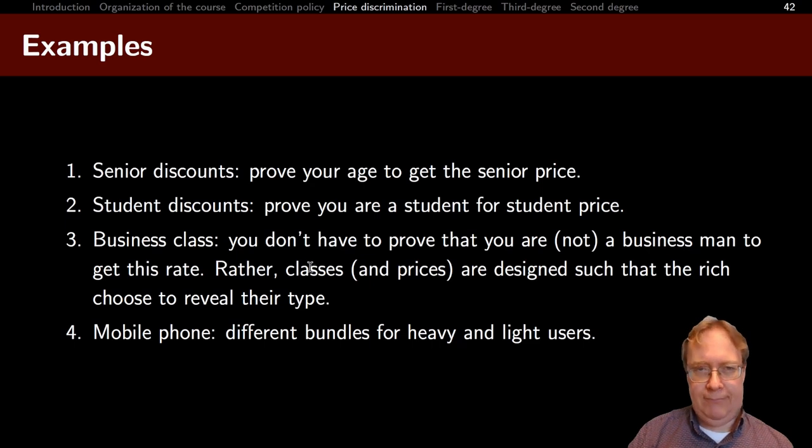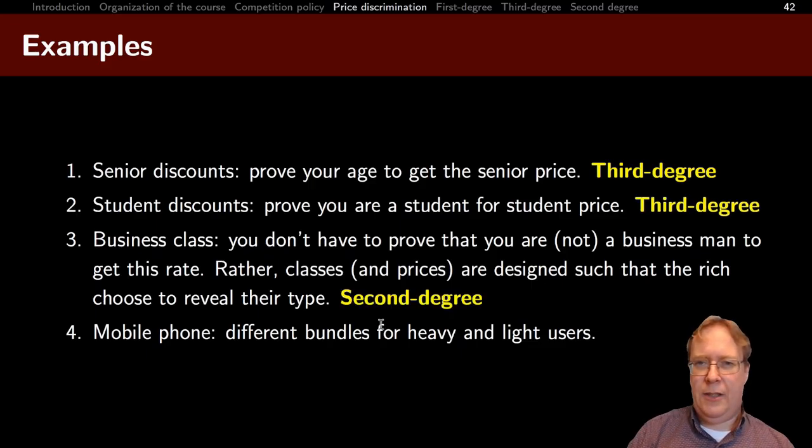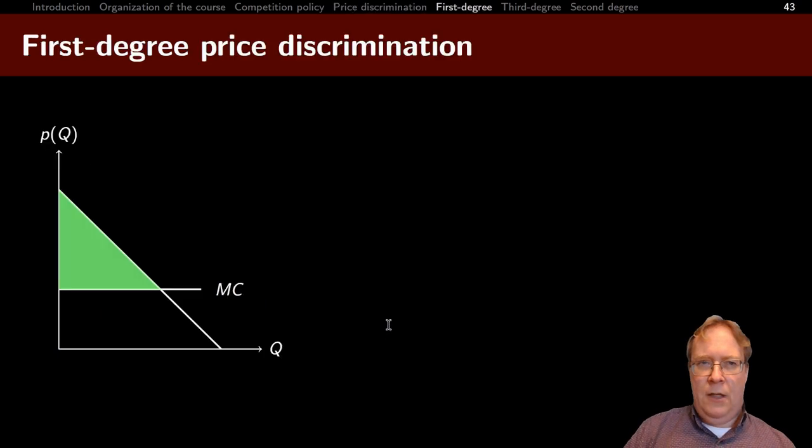And again, I will be more elaborate on that later. Mobile phone, similar story, also second degree. There are heavy users, there are light users. So what I can do is to design my bundles in such a way that everyone chooses what's best for them and thereby reveals their type. So there you have it, third degree, second degree, and second degree. Okay, so a bit more detail.